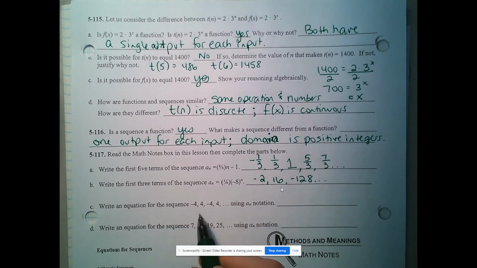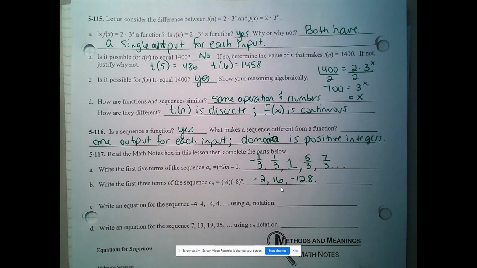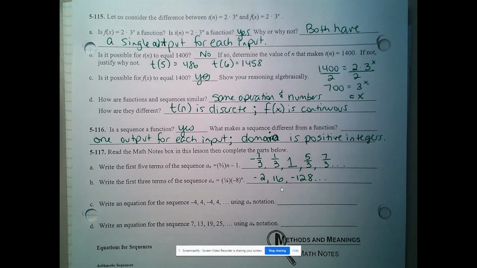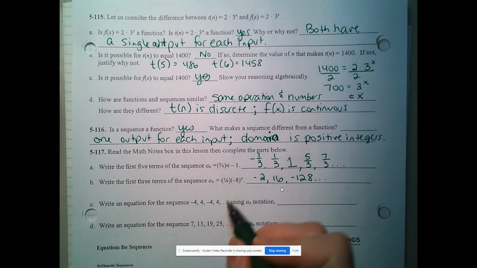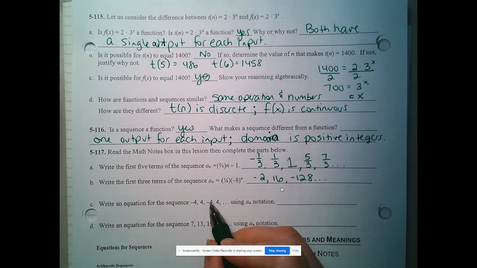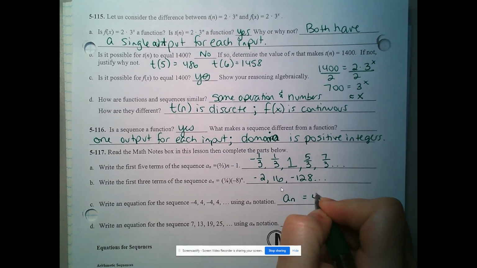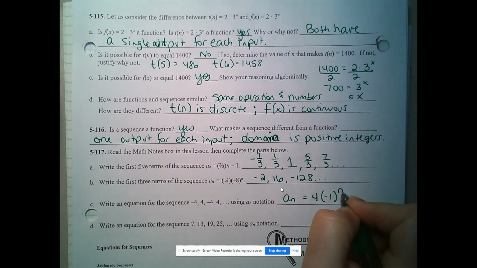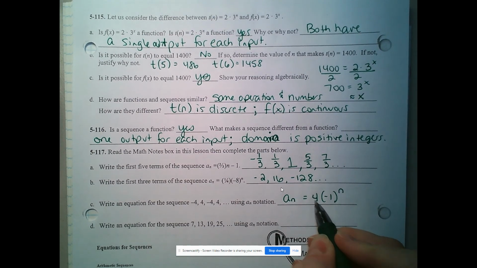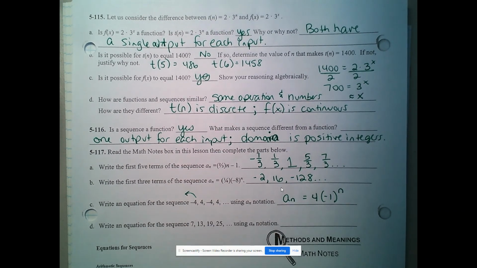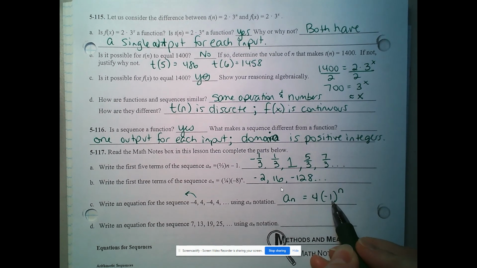Write an equation for the sequence -4, 4, -4, 4 using A of n notation. This is just another way of doing sequence notation. Means the same thing. You can see it's actually down in the bottom of the page under methods and meanings. The change here is times -1 times -1 times -1. So A sub n equals 4 times -1 to the nth. Your 0th term is 4. It would have been the one before this. Times -1 is your multiplier.